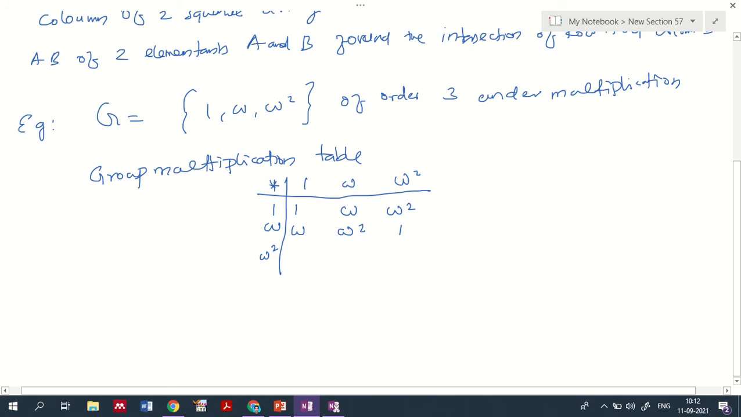Similarly, omega square into 1 is omega square, omega square into omega is again 1, and omega square into omega square is omega. This is how it comes out. You can check the first row, 1, omega, omega square, in the multiplication table: no term is repeated. Also check each row and each column: all the elements appear in the group multiplication table.